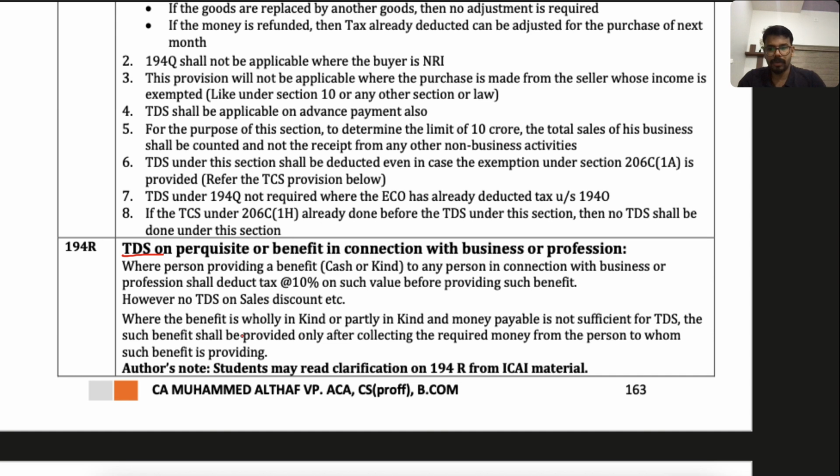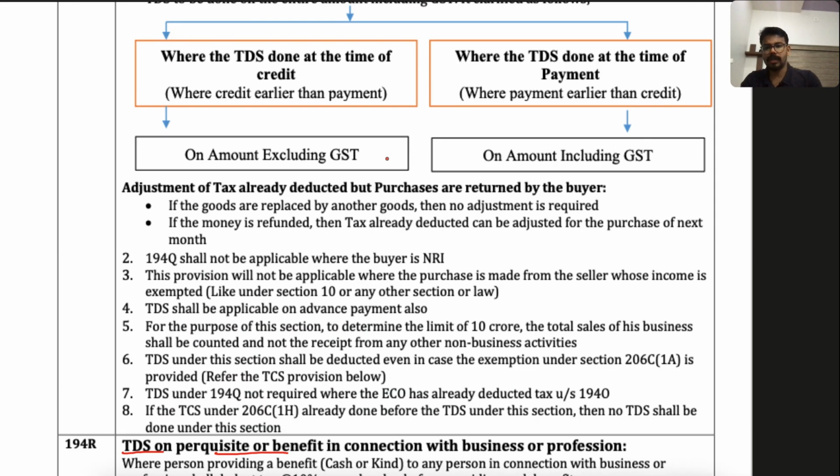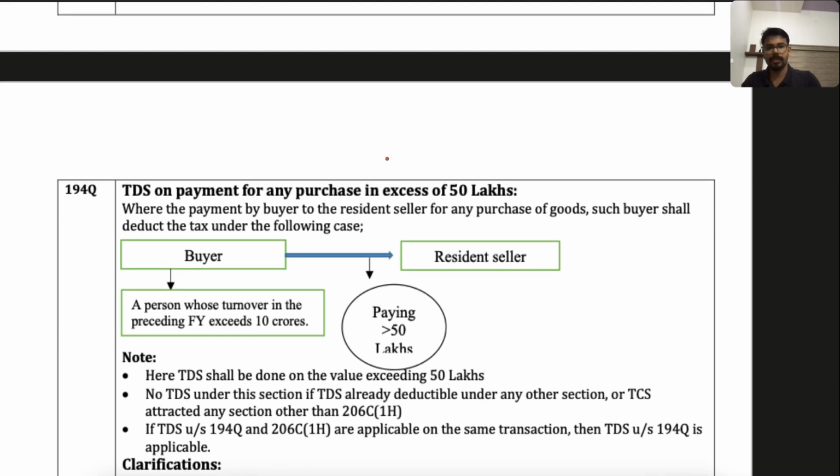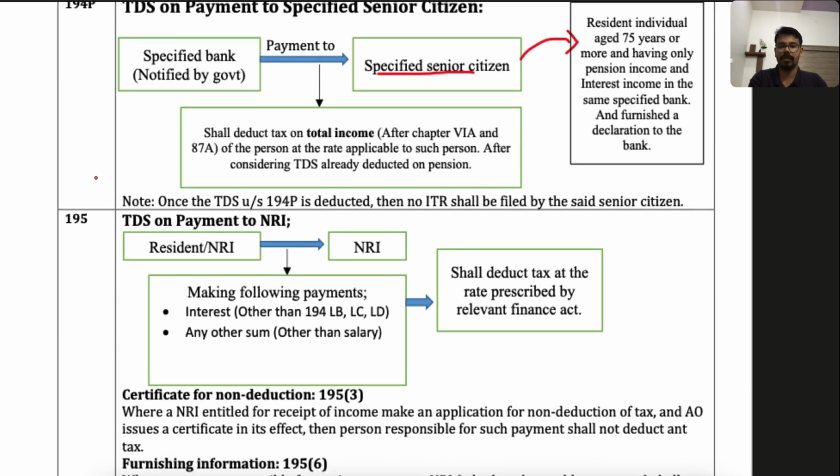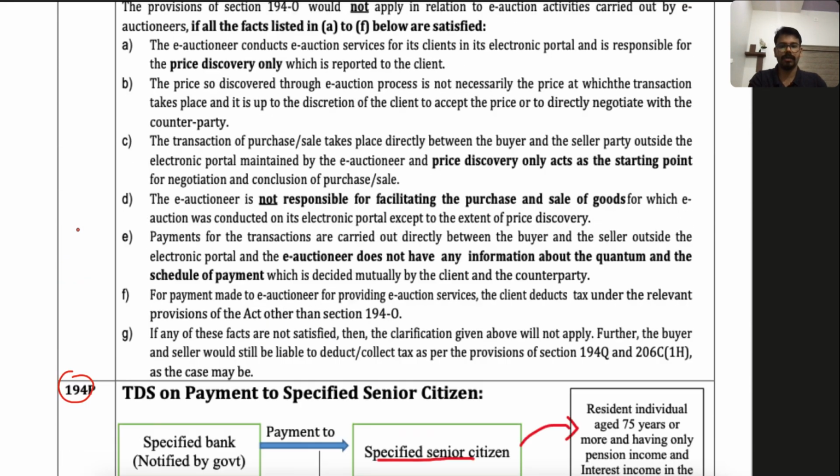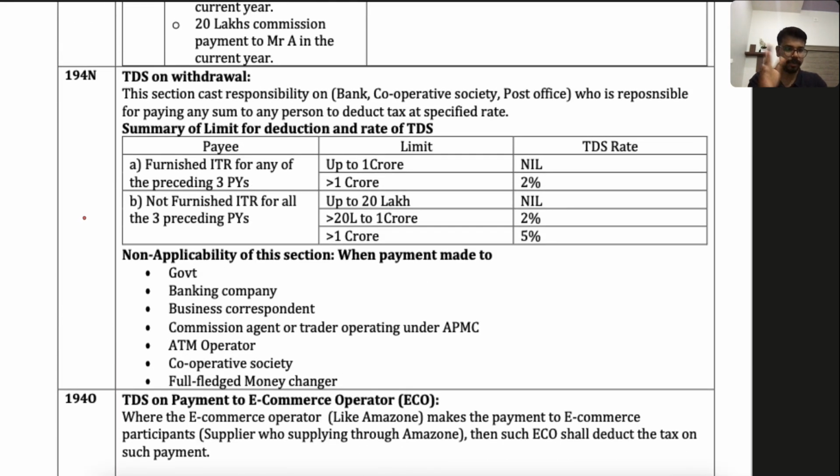So 194R, all of you might be knowing, is TDS on perquisites or benefits in connection with business or profession, right? One thing you have to understand is that this benefit or perquisite does not include discount, okay, sales discount, etc. That is also there in the clarification. I've read the clarification, but I don't think they can make a question from it, so that's why I've not included those things here. In TDS you have to be aware of 194Q, 194R, 194P, and a lot of other sections they have brought in, not for this attempt but the last attempt. I hope all of you have gone through that.